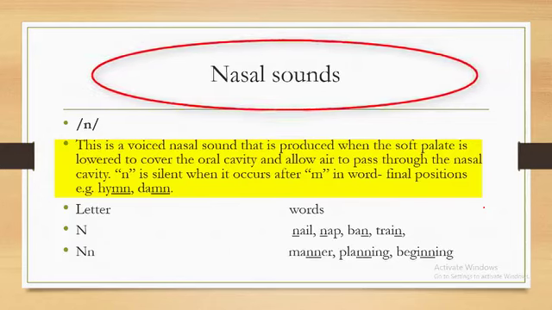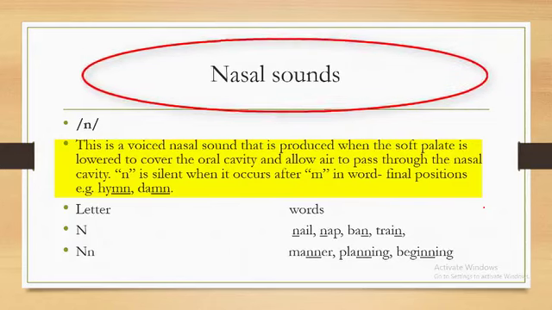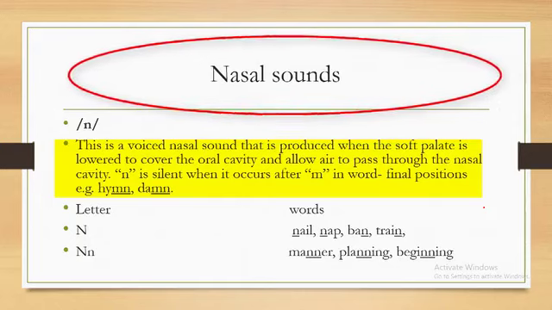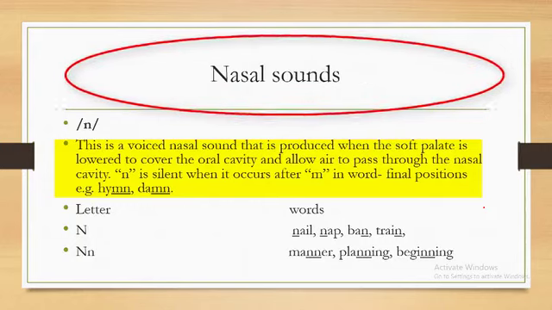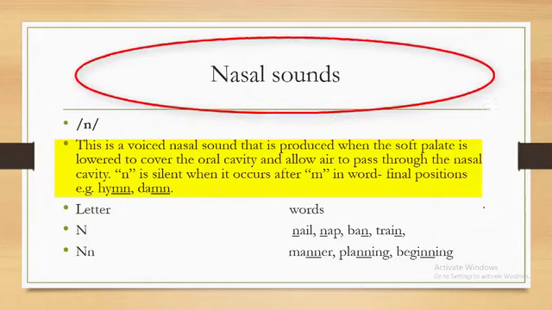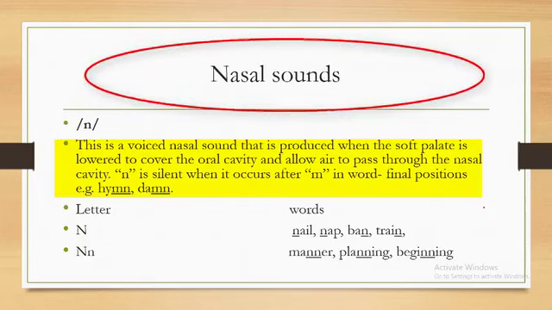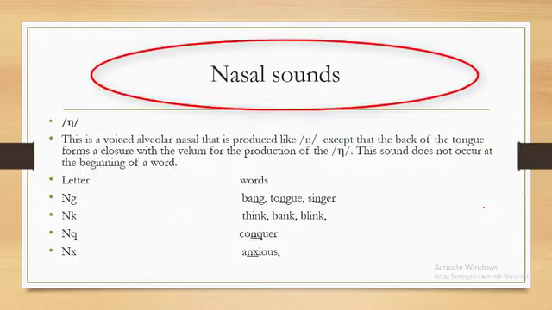N. It's a voiced nasal consonant sound. So we have nail, we have nap, we have band, we have train, we have beginning, we have manner, we have plan or planning. Okay?